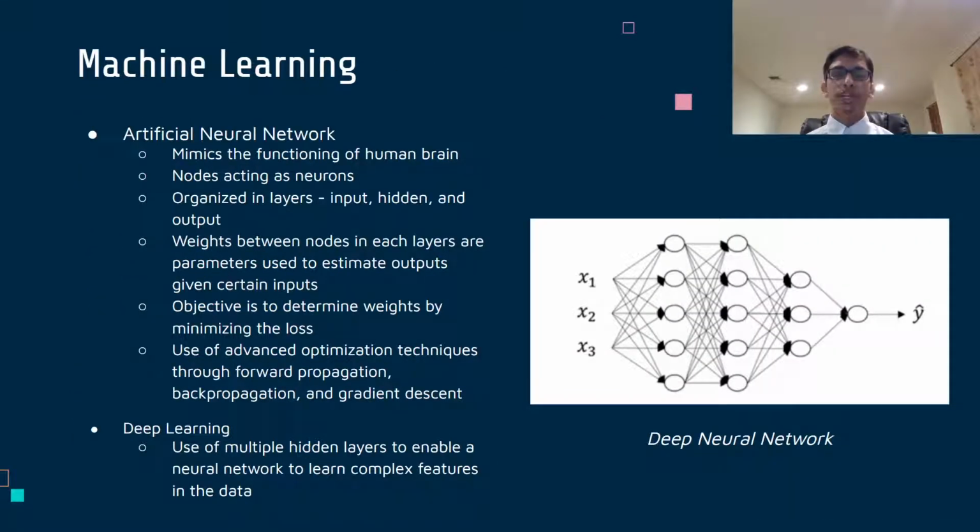So here's where machine learning comes in. Artificial neural networks are one of the most common types of machine learning networks. They are used to mimic how the human brain works by creating layers of nodes that act as neurons. The weights between these nodes are used to predict an output from a set of inputs. The objective of the model is to predict the optimal set of weights, which will minimize the loss function. Deep learning uses multiple hidden layers to learn more complex features.